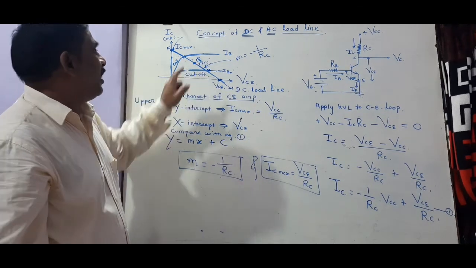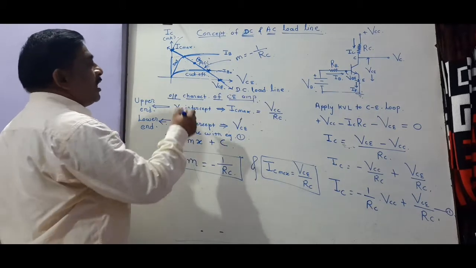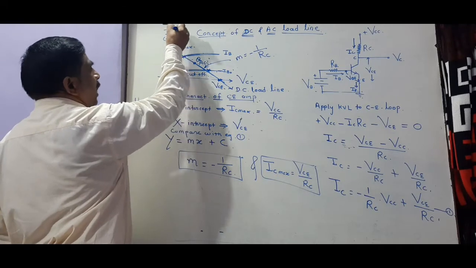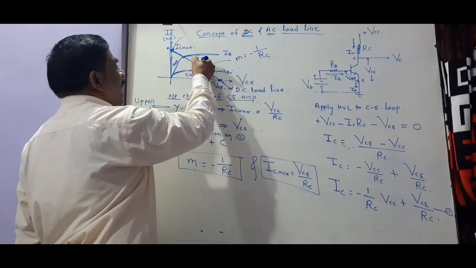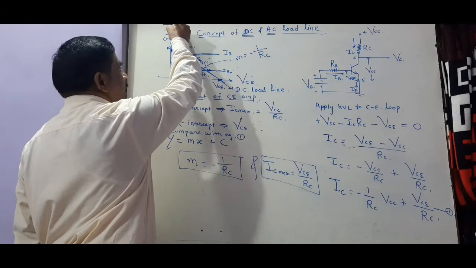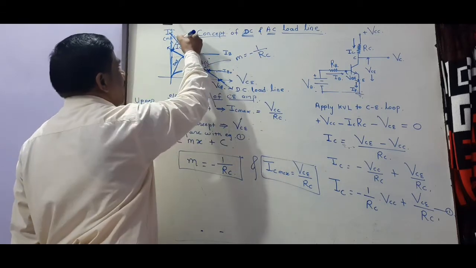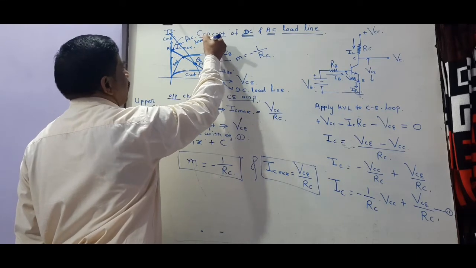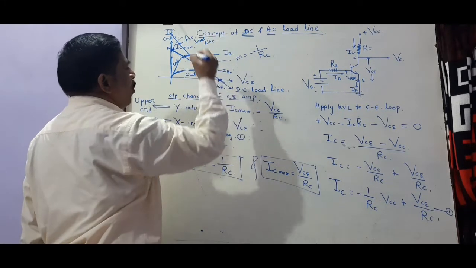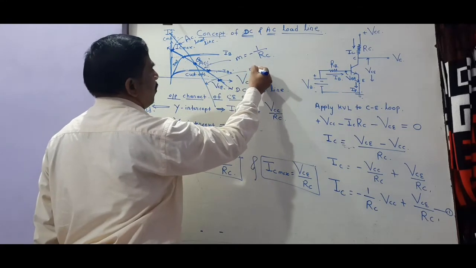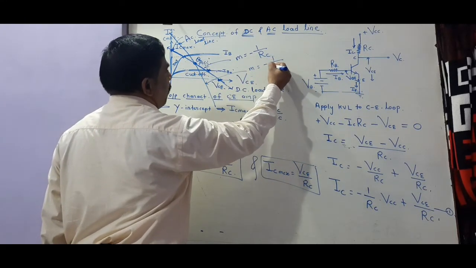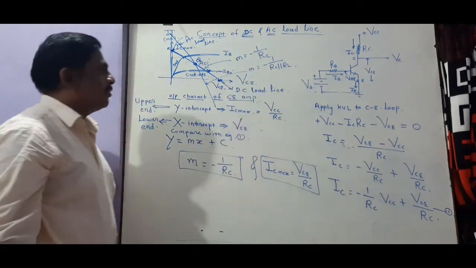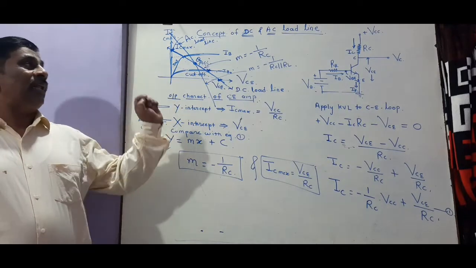Now after the DC load line, the AC load line. The AC load line is steeper than the DC load line and passes through the same operating point. So this is the AC load line, and its slope is m is equal to minus 1 upon RC parallel RL.